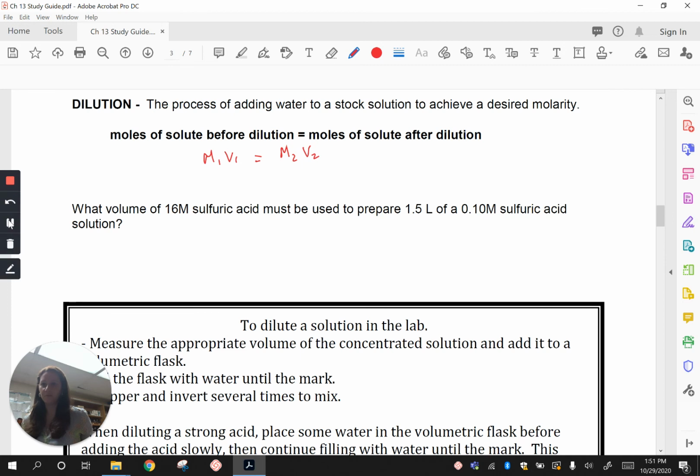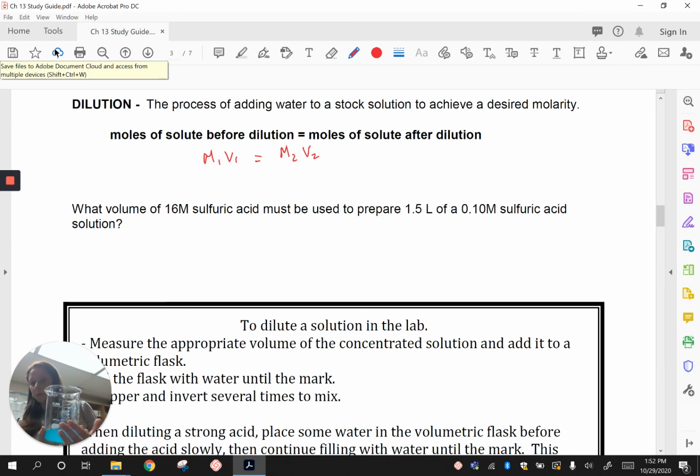If I have this solution here, it has a certain molarity, like concentration. It has a certain volume. It has a certain color. It has a certain amount of solute in here. Let's say I want to dilute it, so I'm going to add water to it. And now that is a diluted solution. We'll call the diluted solution 2 and the concentrated solution that we had initially, solution 1.